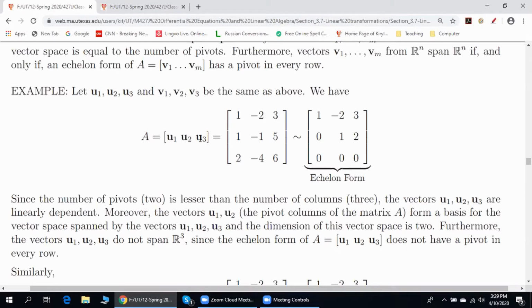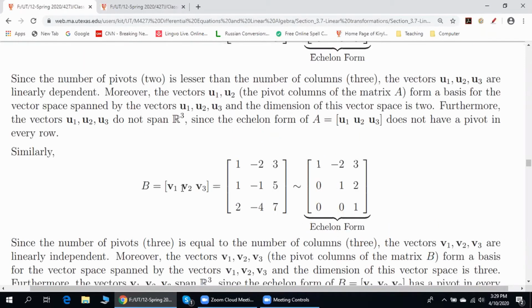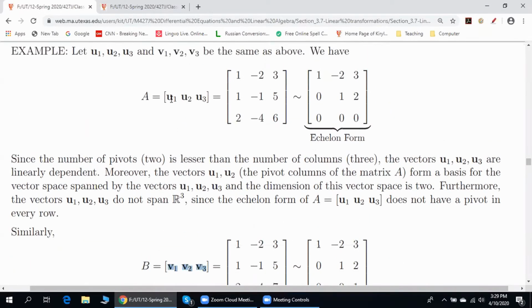Oh. Yes, step one, consider the following vector space: span of U1, U2, U3. A basis of this vector space is U1, U2. In contrast, span of U1, V2, V3 is equal to R3. Span of U1, U2, U3 is not equal to R3. Does this make sense? Yeah.